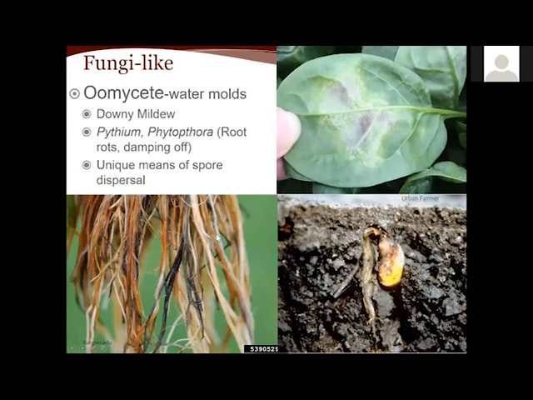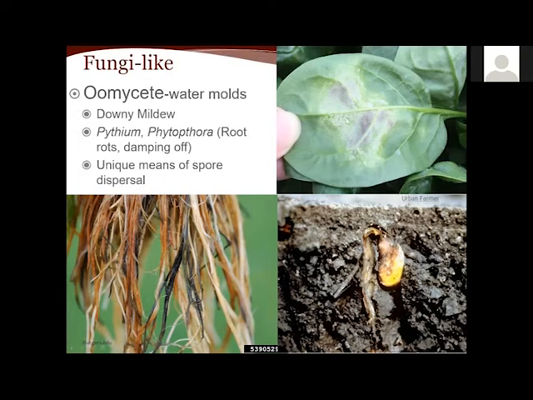All right, so fungal-like organisms. These are problematic in our area. I come across these all the time. These are also called oomycetes or water molds. These include downy mildew, pythium, phytophthora, which cause root rots and damping off. And they have a very unique spore dispersal.